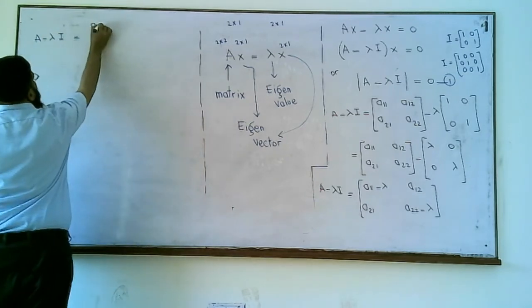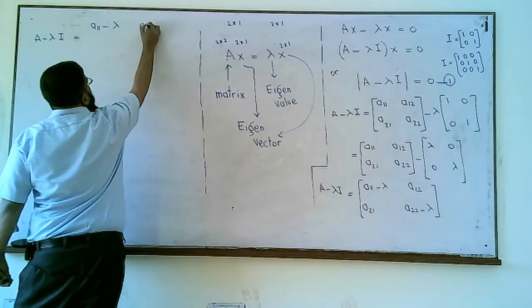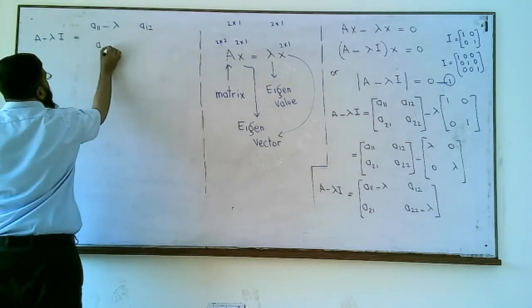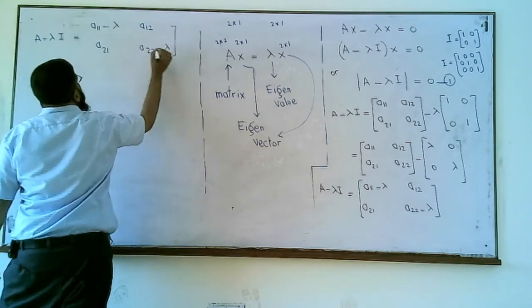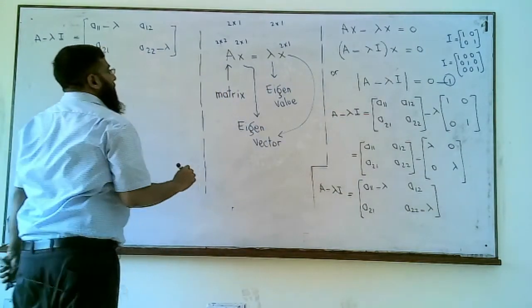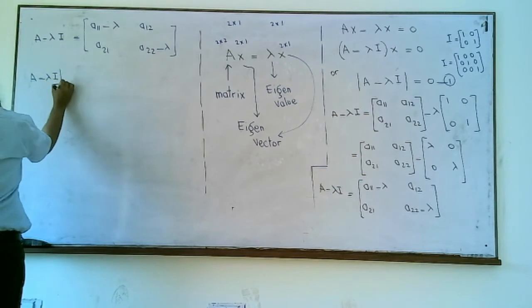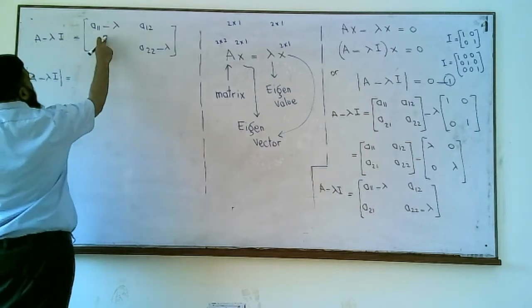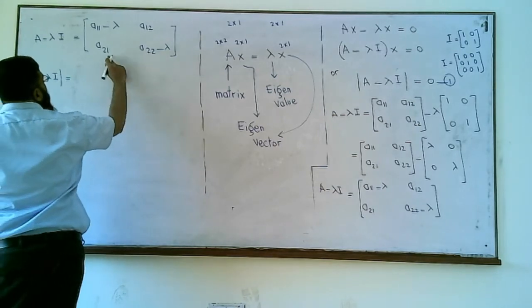A1 1 minus lambda, 0. Oh, not 0, it's a1 2, a2 1, and a2 2 minus lambda. So this is the matrix we have, and now we're going to plug it in equation number 1 and put it equal to 0. A minus lambda I is the determinant. So the determinant of this would be a1 1, this multiplied by this, minus this multiplied by this.